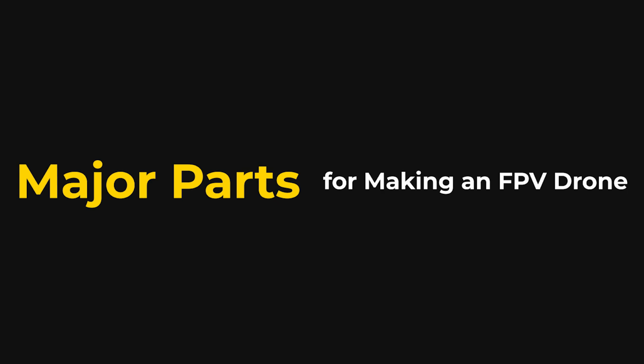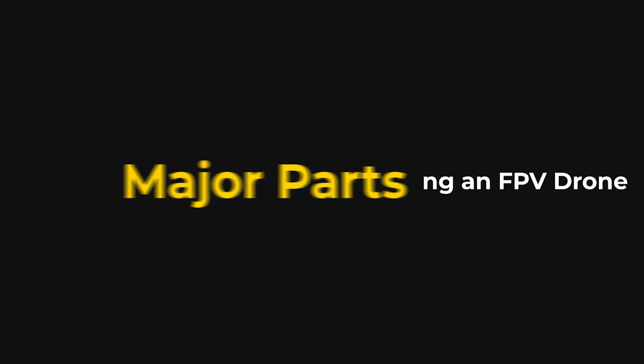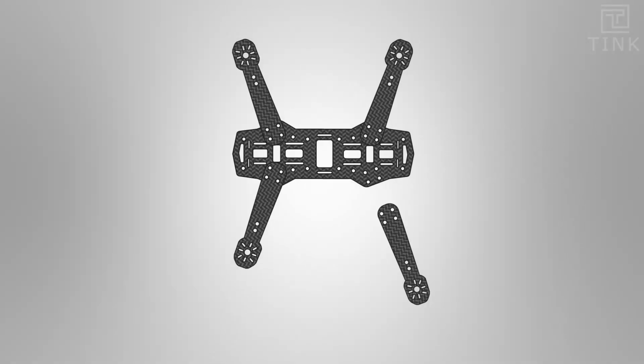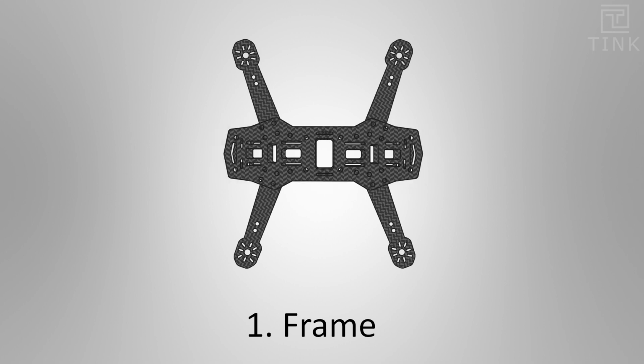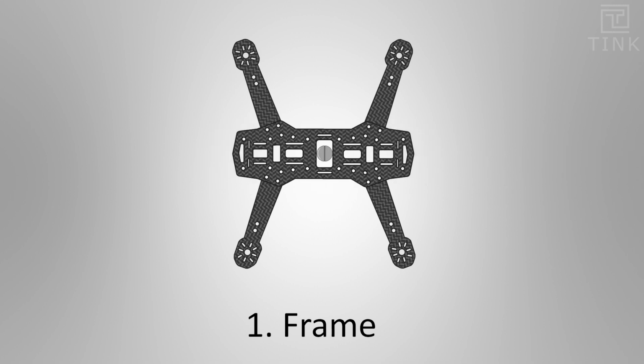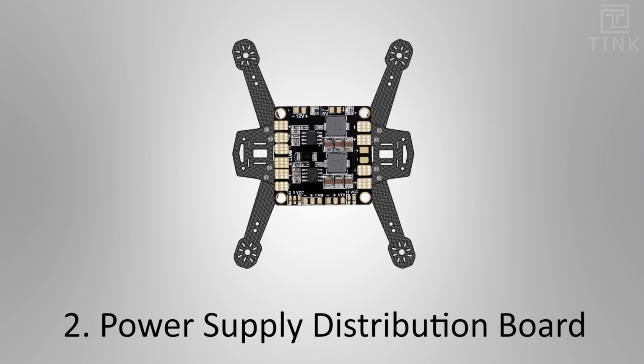Let's first list the major parts needed to build an FPV drone. I'll tell you the components that are needed in this part of the video. Assembling them will be covered in detail in the next video. We would first need to buy a frame to build the body of our drone. We have to make sure it is lightweight as far as possible. Since our drone has many electronic parts, to ensure proper distribution of power to different parts of the hardware, we will need a power supply distribution board.